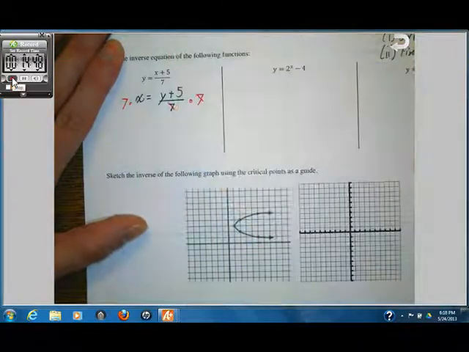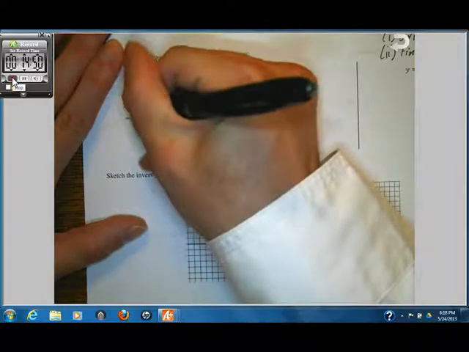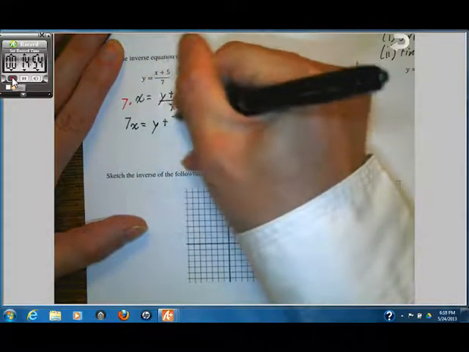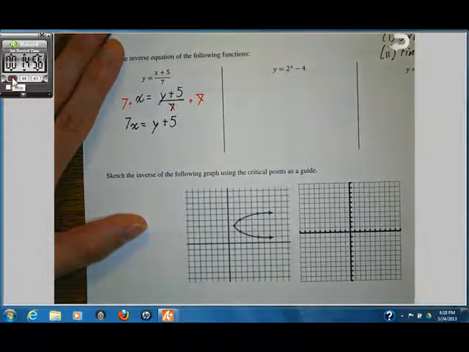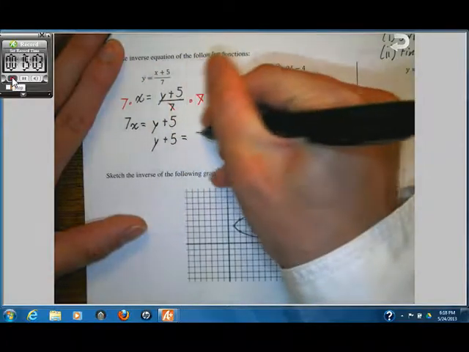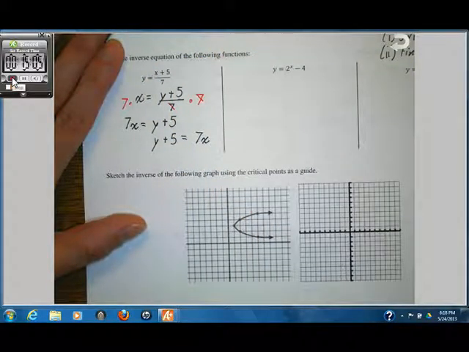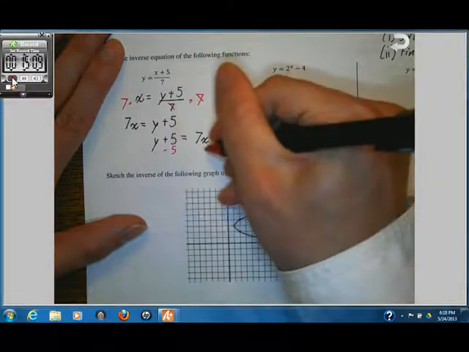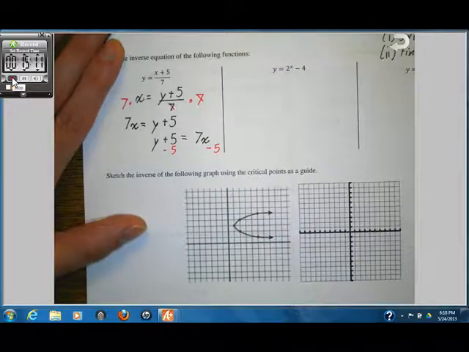These cancel to 0, and I am left with y is equal to 7x minus 5, and this is my new inverse function. If I wanted to write it as an inverse function of x, we would write it as such. Okay.